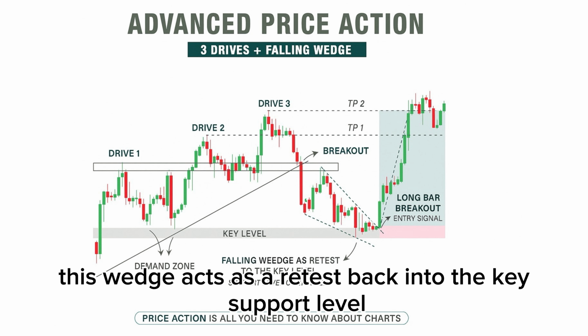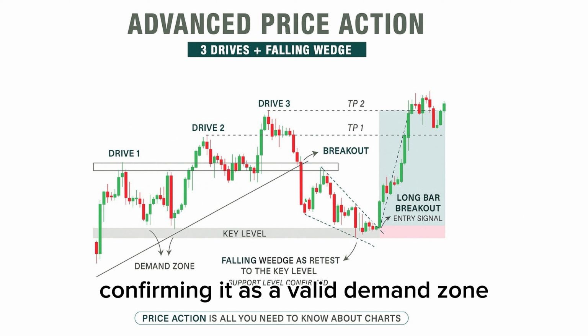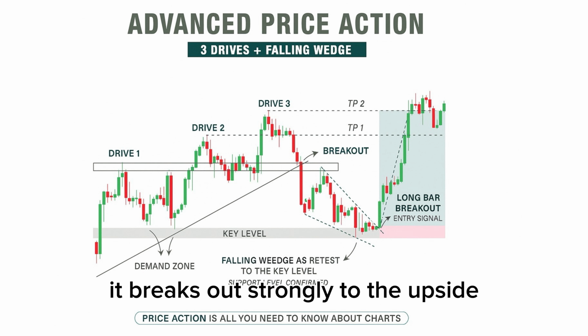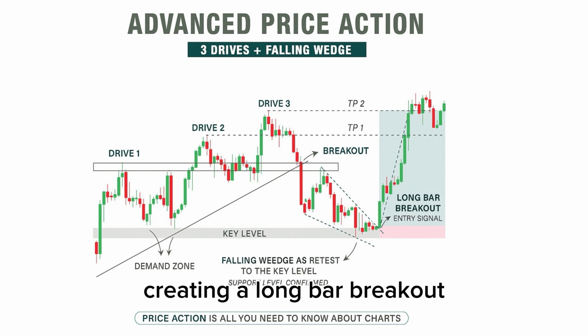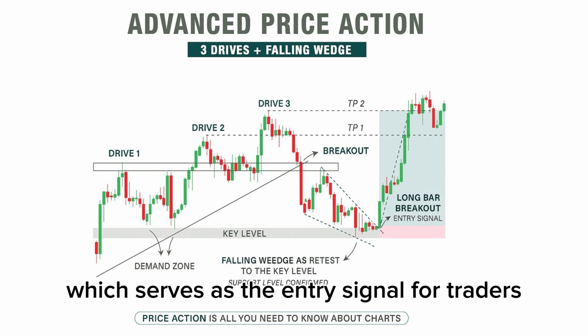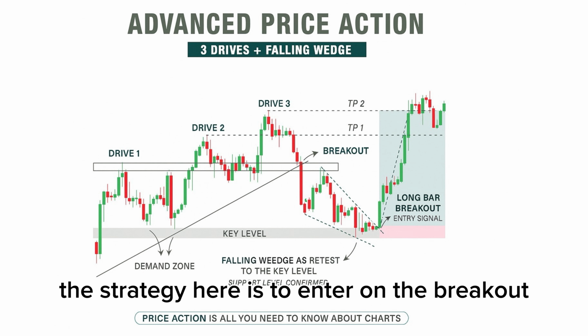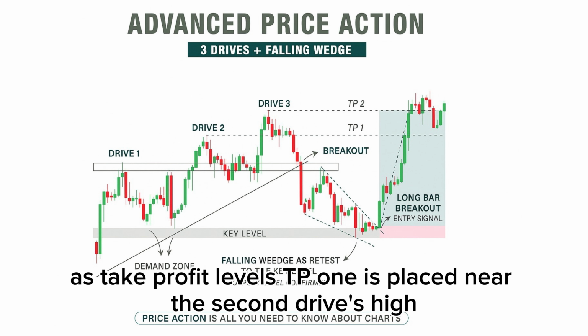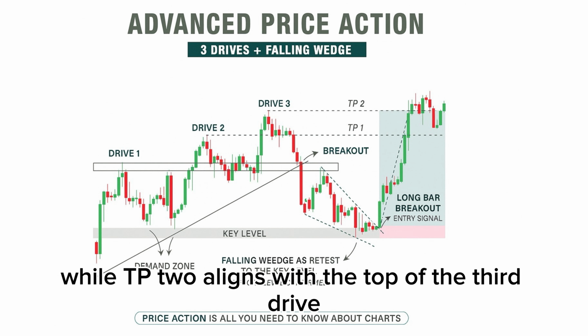This wedge acts as a retest back into the key support level, confirming it as a valid demand zone. Once price consolidates within the wedge, it breaks out strongly to the upside, creating a long bar breakout which serves as the entry signal for traders. The strategy here is to enter on the breakout and target previous highs as take-profit levels. TP1 is placed near the second drive's high, while TP2 aligns with the top of the third drive.